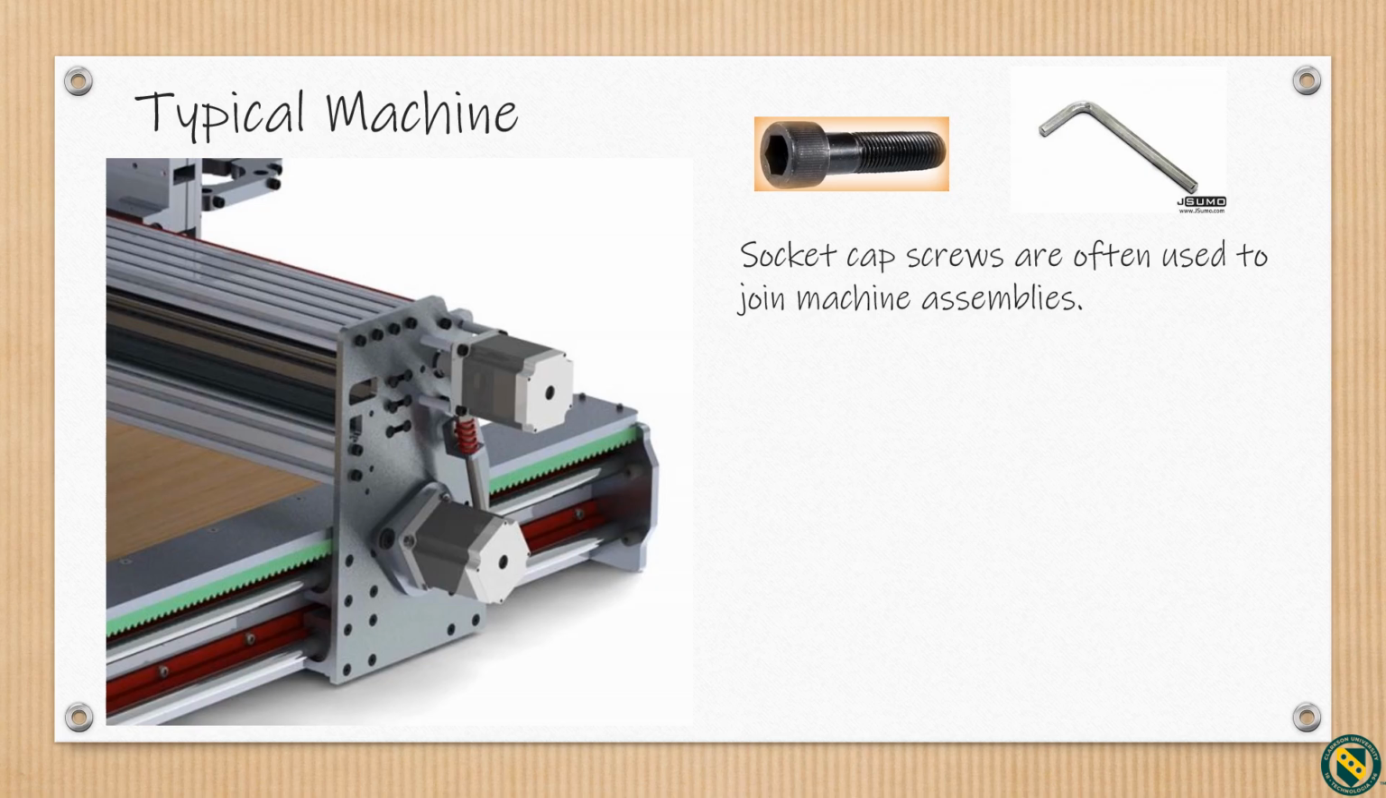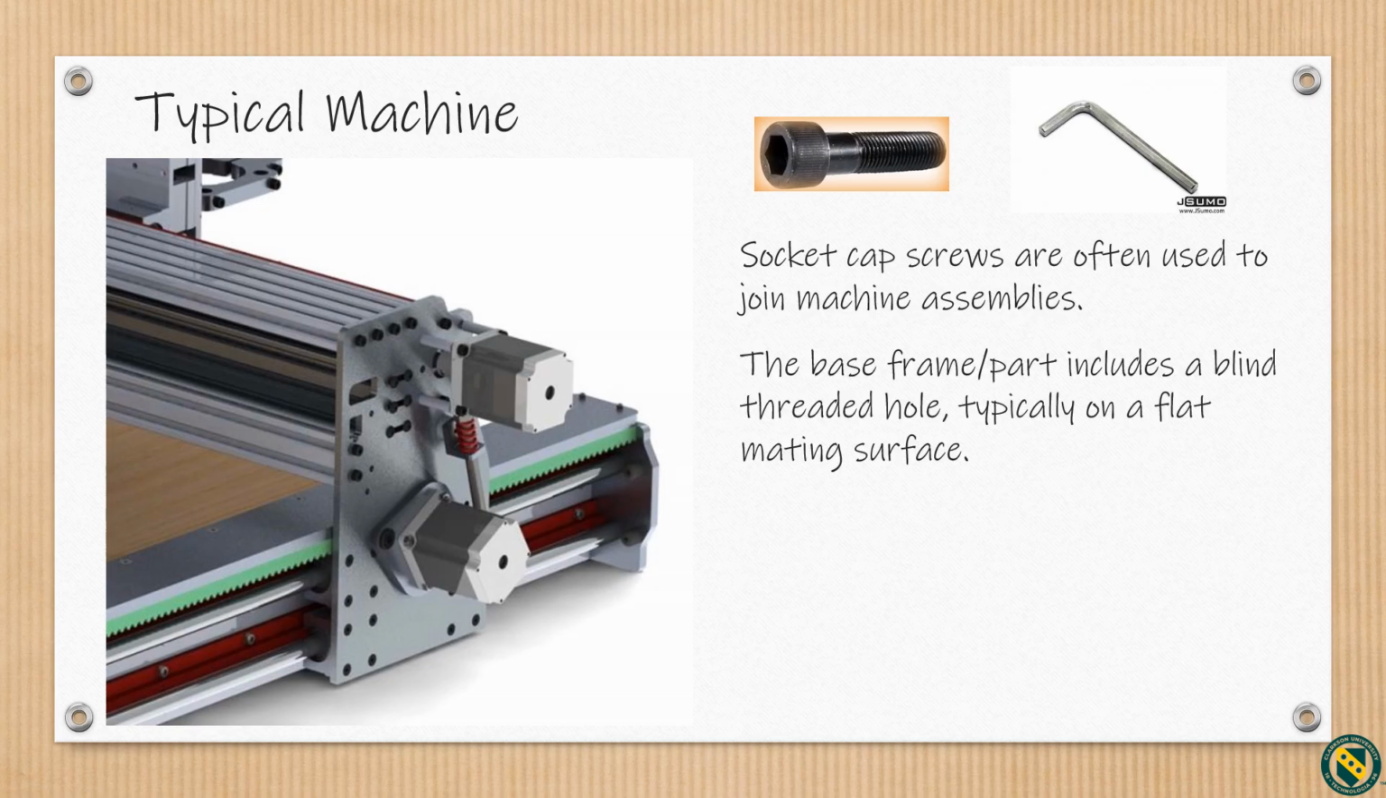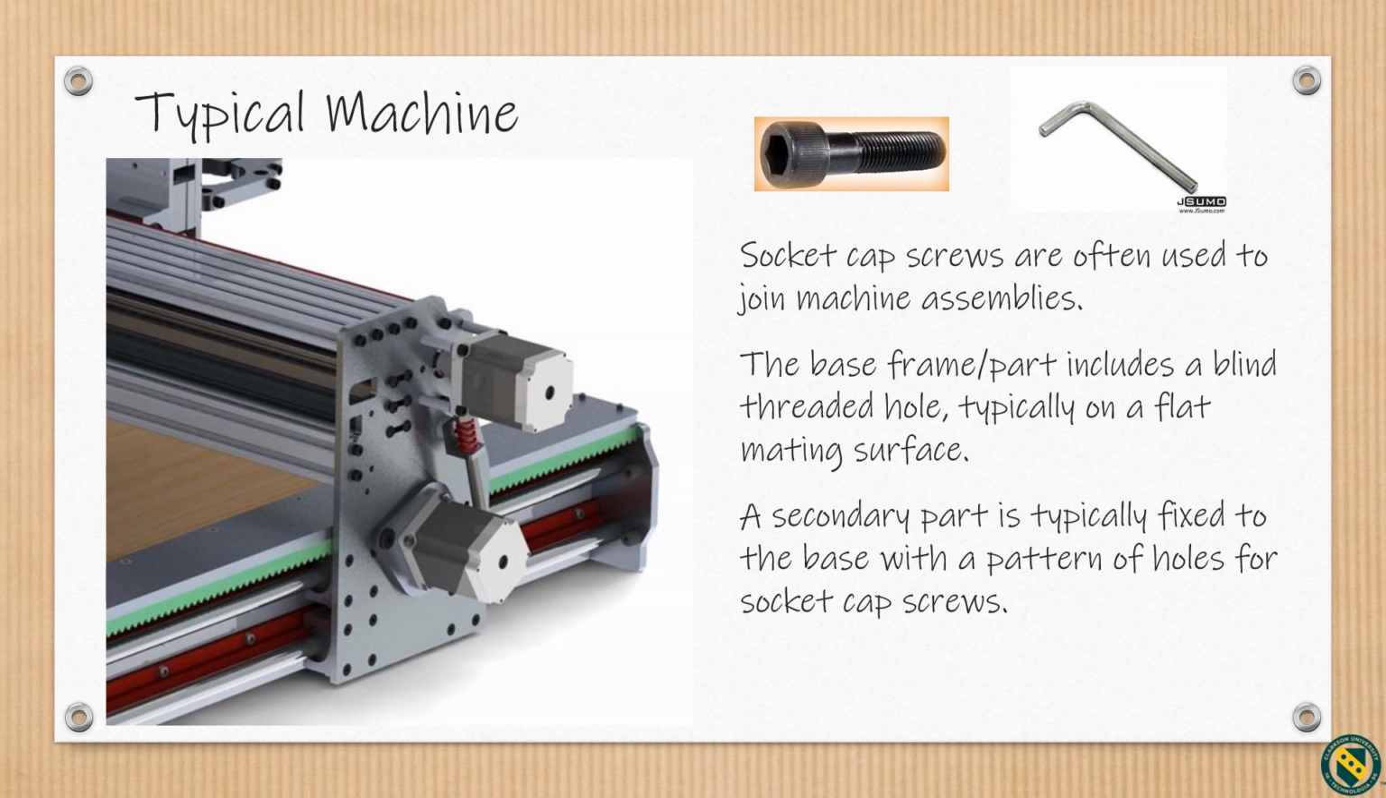We can think of a non-permanent joint as having a base and a secondary part. The base frame, or part of the joint assembly, is the horizontal bar in this case. It includes a blind threaded hole or holes with a flat mating surface. The holes must be drilled and tapped to allow the cap screws to be tightened into the base part. The secondary part, the vertical carriage in this case, is mated to the base and joined with several screws. There's a pattern of through holes aligned for the socket cap screws.